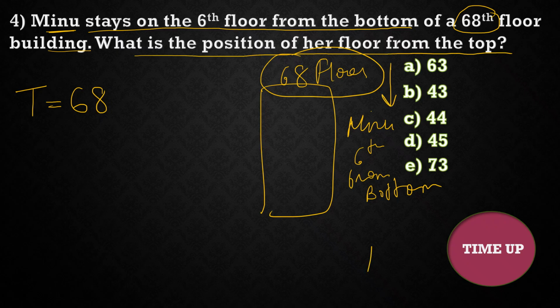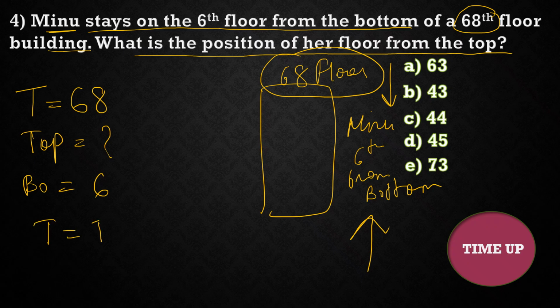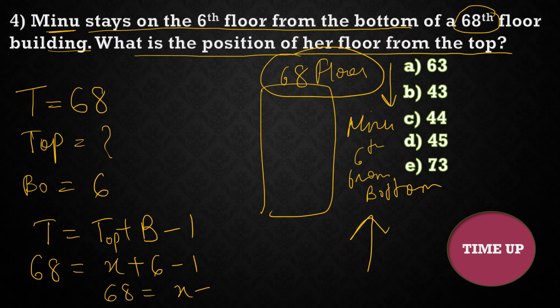From the bottom we know, but from the top we need to find out. Total is given as 68. Top, we don't know. Bottom, it is 6th, correct? You know the formula. Total is top plus bottom minus 1. So total is 68. Top we don't know, put it as x, plus bottom 6 minus 1. So 6 minus 1 is 5. So 68 equals x plus 5.